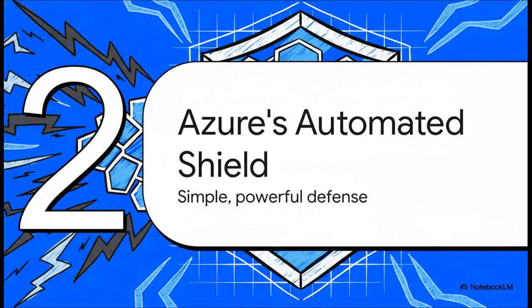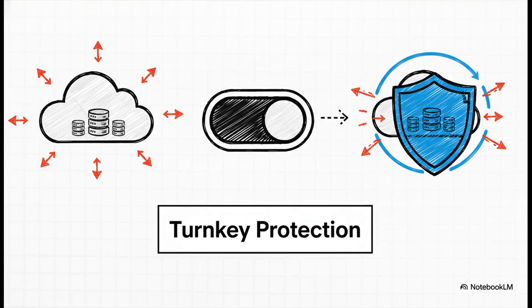That all sounds pretty grim, right? I get it. But this is where the story pivots from the scary stuff to the solution. We're talking about Azure's automated shield, a defense that's incredibly powerful, but also surprisingly simple to get going. And when I say simple, I really mean it. This is basically the definition of turnkey.